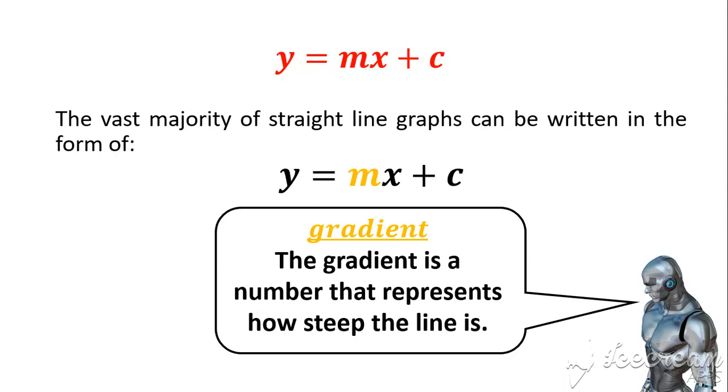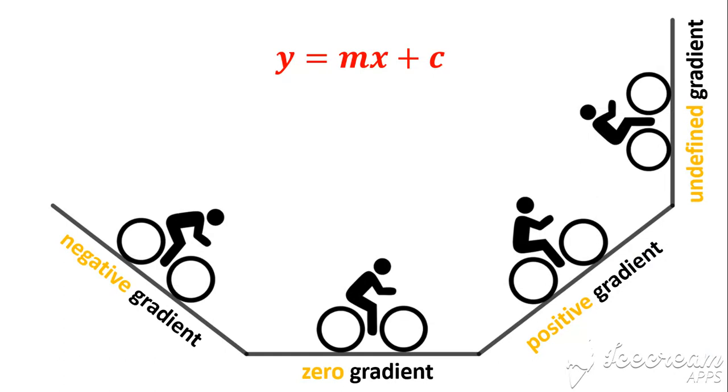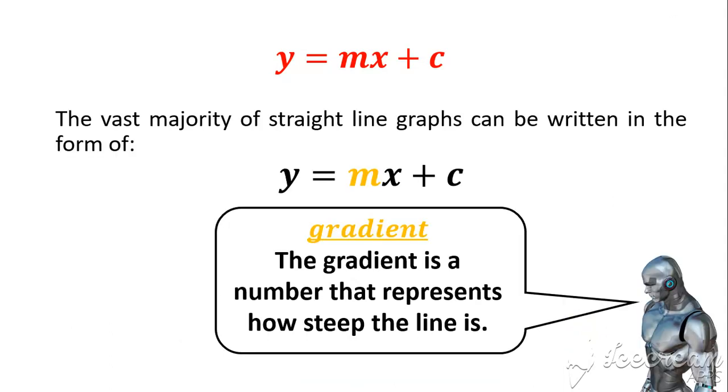M is a number called the gradient, and we've talked about gradient over a few videos. The gradient is a number that represents how steep the line is. We have negative gradients, zero gradients, positive gradients, and even undefined gradients, which are vertical. So that's the number called m.